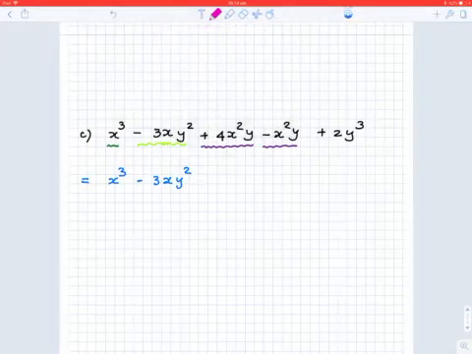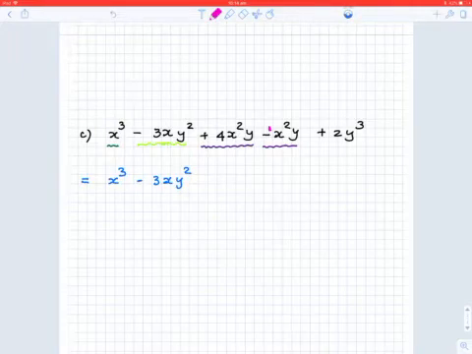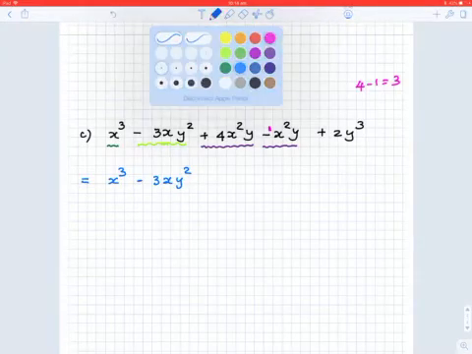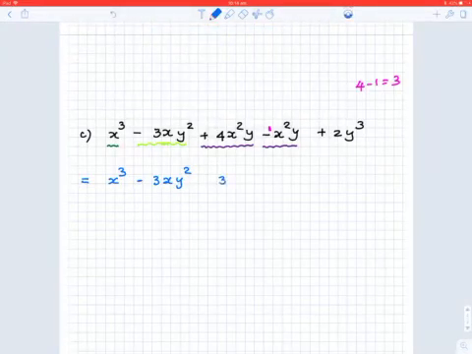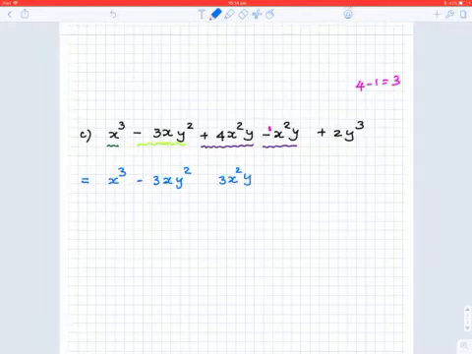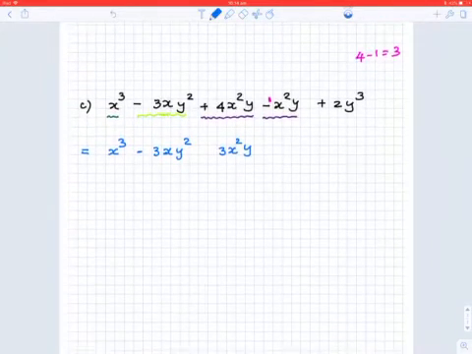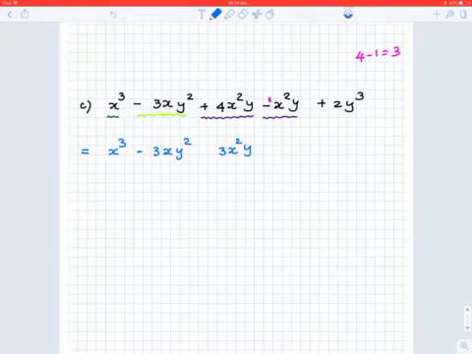There is one more thing you need to remember. You have to put a 1 next to it. So literally we are doing 4 take away 1, which is 3. Okay, I'm missing something. Even though 4 minus 1 is 3, when I write it here, I have to put a plus sign in front. So plus 3x squared y.